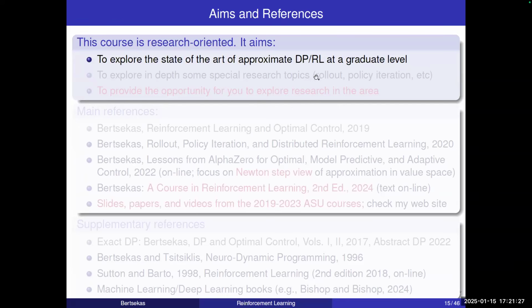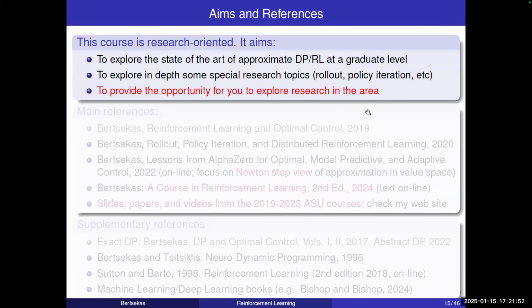There's an intersection of a lot of different methodologies. You require the maturity of graduate education to be able to get to it with some reasonable chance of success. What we want to do also is, we're not going to cover the entire field, but we're going to focus on some special research topics. Rollout and policy iteration, names that you'll hear again soon, are among those.